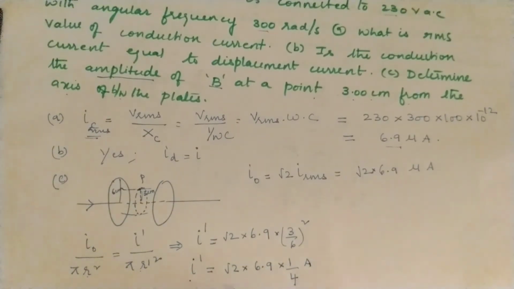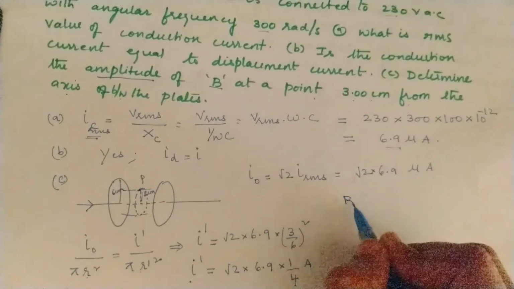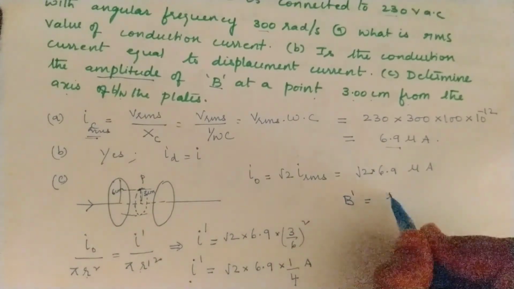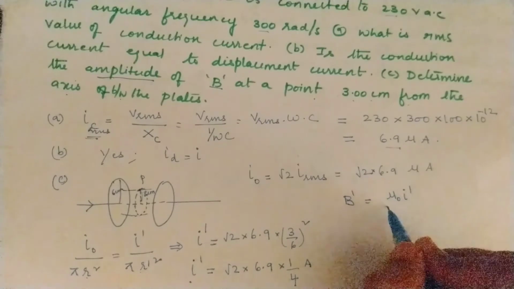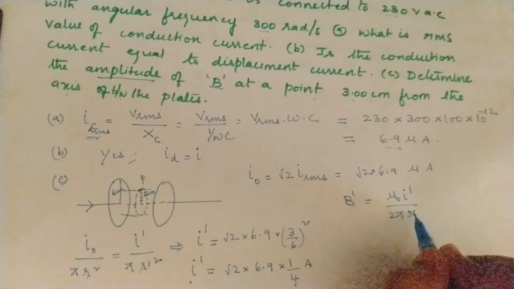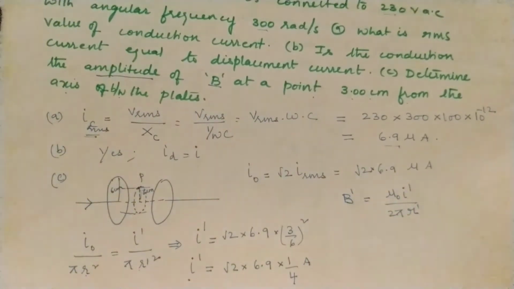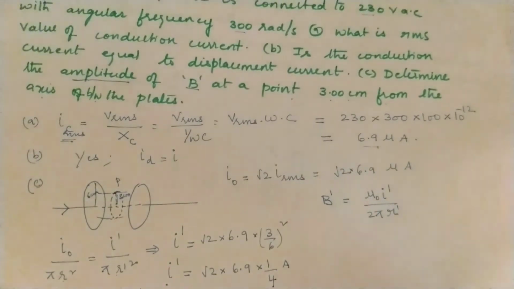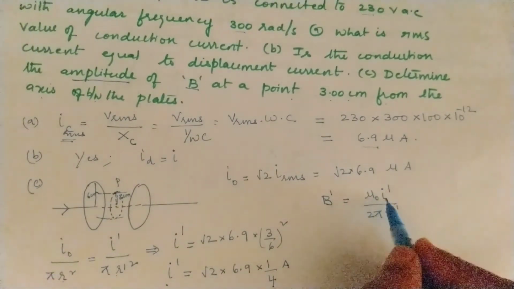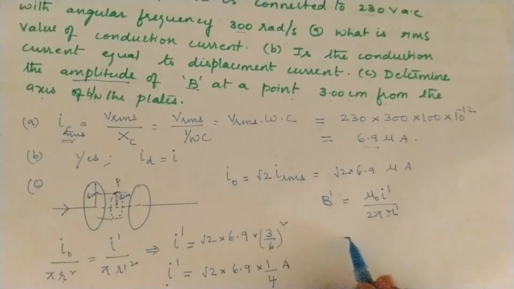So we have got the current. And now let us find out the magnetic field. B dash is equal to mu naught I dash divided by 2 pi R. Okay, making use of Ampere's law for an infinite long wire, B dash equals mu naught I dash divided by 2 pi R dash.